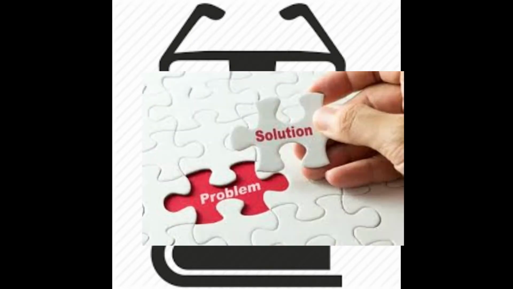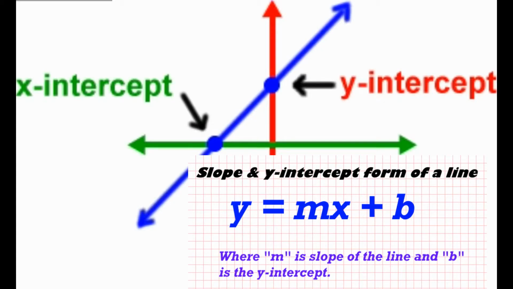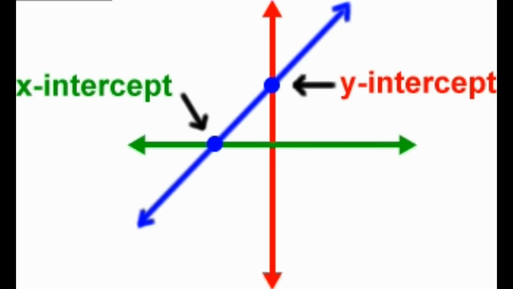I'm going to explain the glossary, all the keywords you need to know to do the next problem. So let's get started. First of all, you need to know what slope is. Slope is the steepness of a linear function. Next is the y-intercept. The y-intercept is the point where the independent variable is equal to 0.